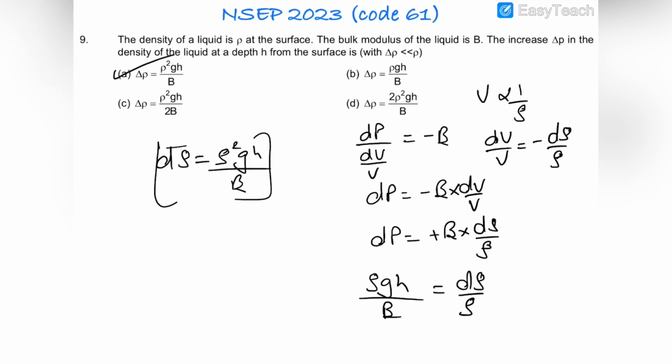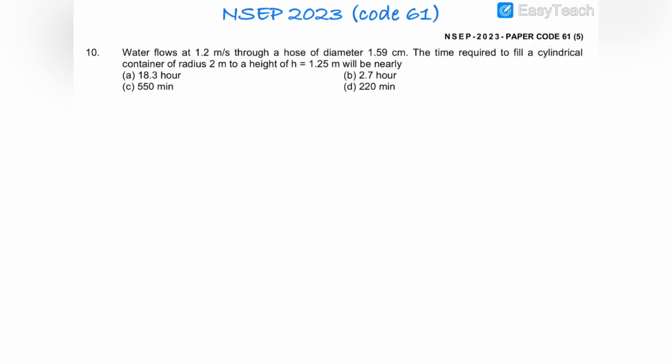Now we move on to the next question. In this question you can see that water is flowing at a velocity of 1.2 meters per second through a pipe of diameter 1.59 centimeters. We have to find out the time required to fill a cylinder of radius 2 meter and height of 1.25 meters. So we can easily check that the rate of flow of volume Q is area into velocity. Area of the pipe is pi d square by 4 and velocity is v.